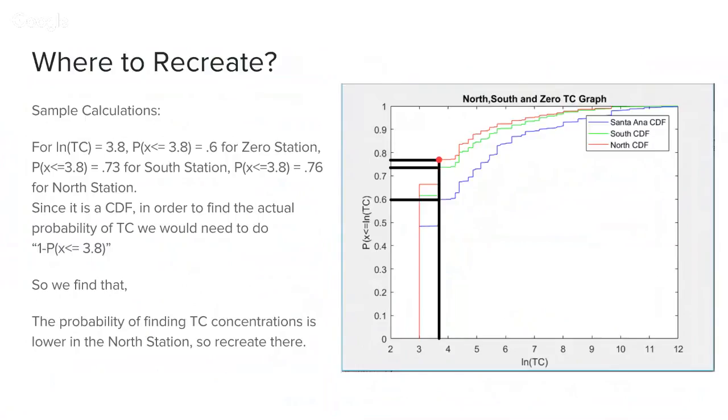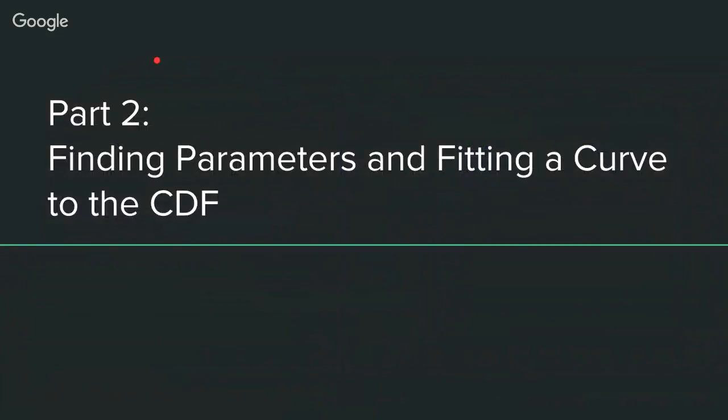To find out the actual probability of it being greater, we want to take 1 minus whatever probability we had. So for the 0 station, there's a 1 minus 0.6, so a 40% chance of finding greater TC concentrations. But if you look at the north station, it's about 1 minus 0.8, so 20% chance of finding greater TC concentrations. So you have a lower chance of finding higher TC concentrations at the north station, so that's the one you'd want to recreate. Next is part 2, and I'm going to hand that over to Darren.